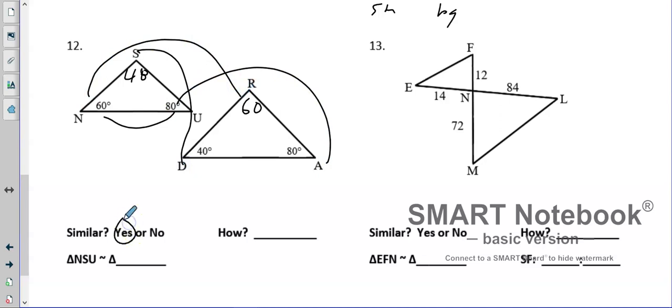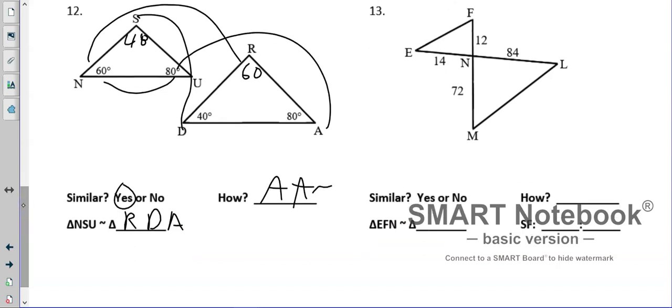So the answer is yes. We have more than we need. We have 3 angles. We only need 2, but you've got to be careful. N, which is 60, goes with R. S, which is 40, goes with D. And then 80 and 80, A. Okay, most common wrong answer there would be to go NSU and go DRA, and that would be wrong. Last but not least, always, always, always mark those.